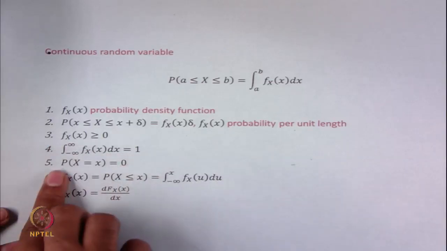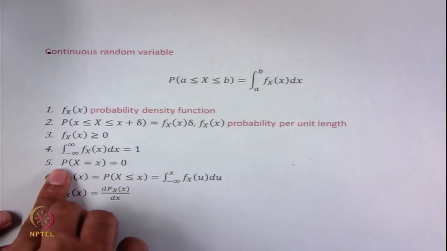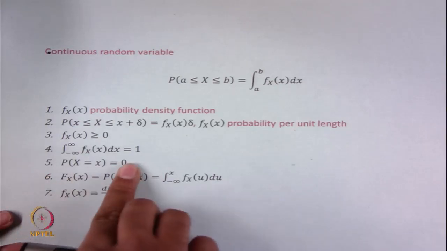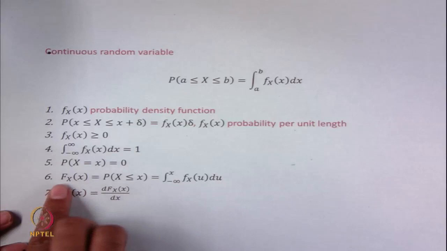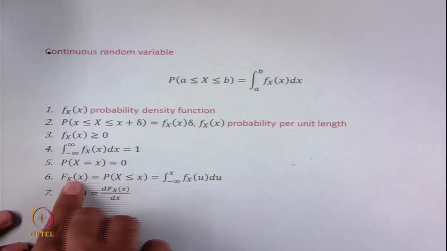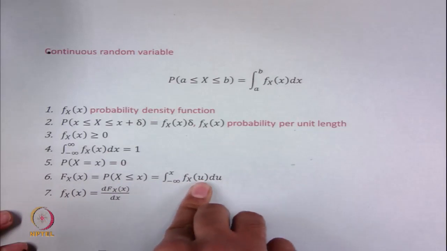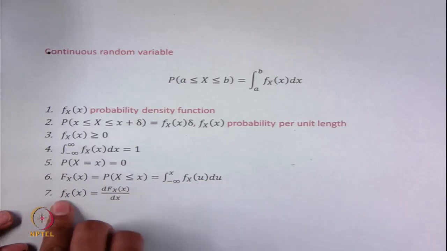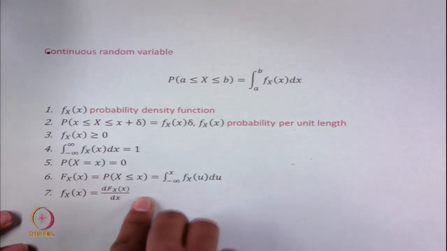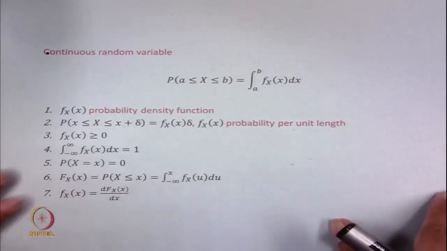We have said we do not talk about a specific probability in the case of a continuous random variable, because that probability is 0. We have also said that you can think about the cumulative distribution function in terms of the probability density function, and you can also obtain the probability density function from the cumulative distribution function.